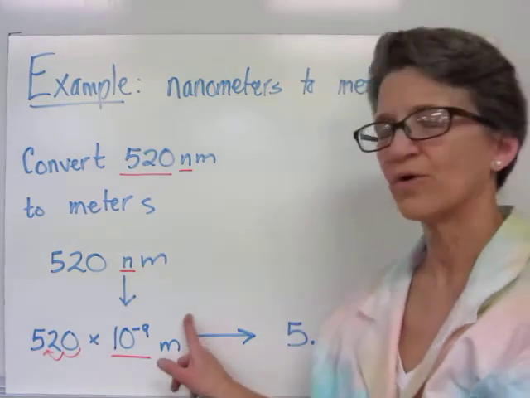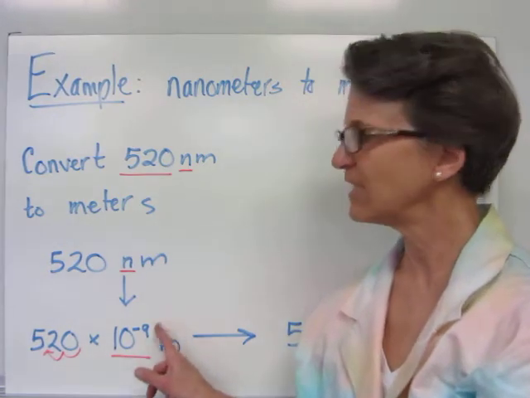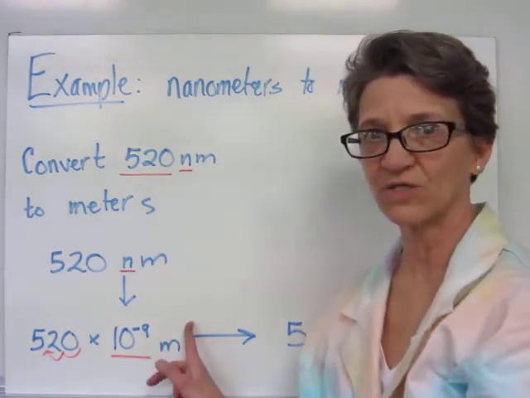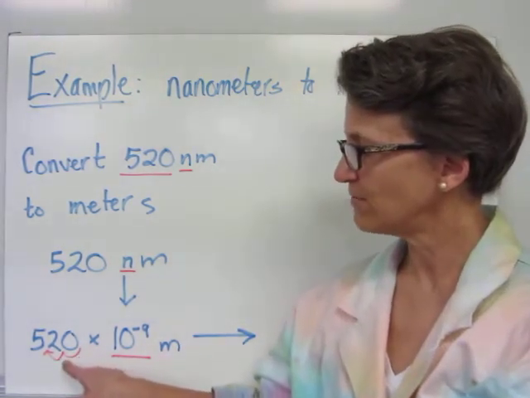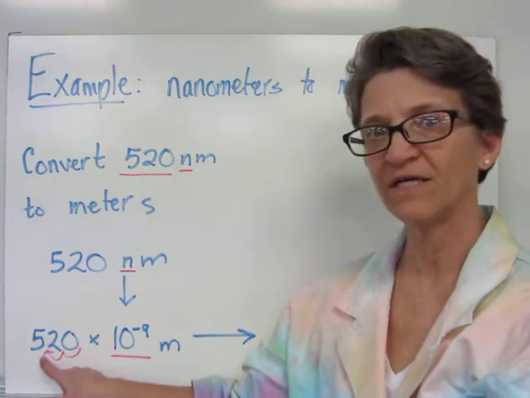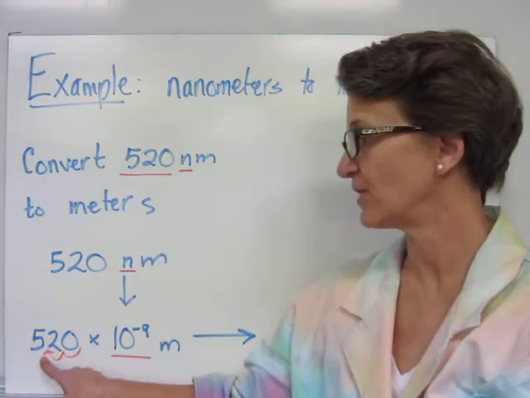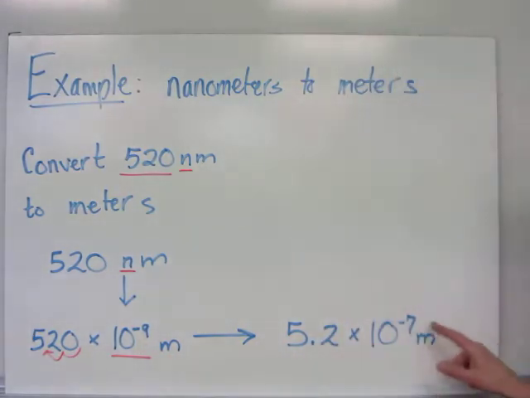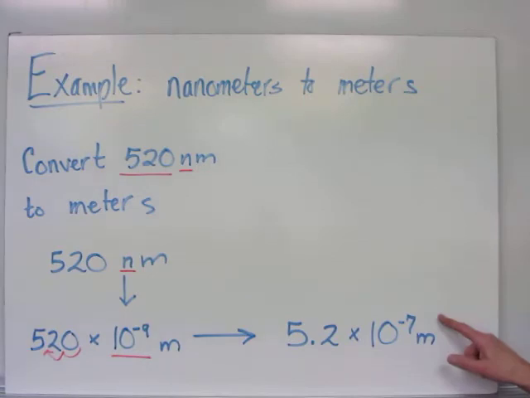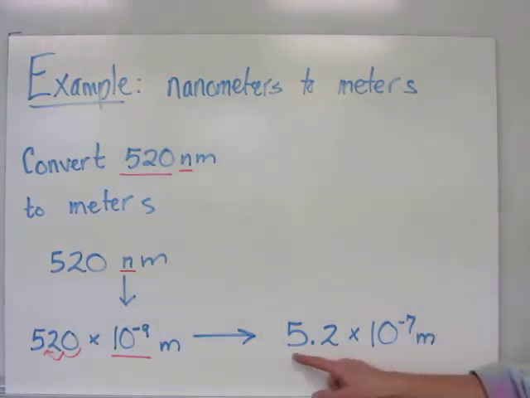This is okay when you're working with it in a calculation, but I need to express it in proper scientific notation if it's a final answer. So carry your decimal 2 places to the left, and you're multiplying by 100 when you do that. Your exponent will change to 10 to the minus 7th. You're adding 2 to it. And your mantissa is just 5.2.